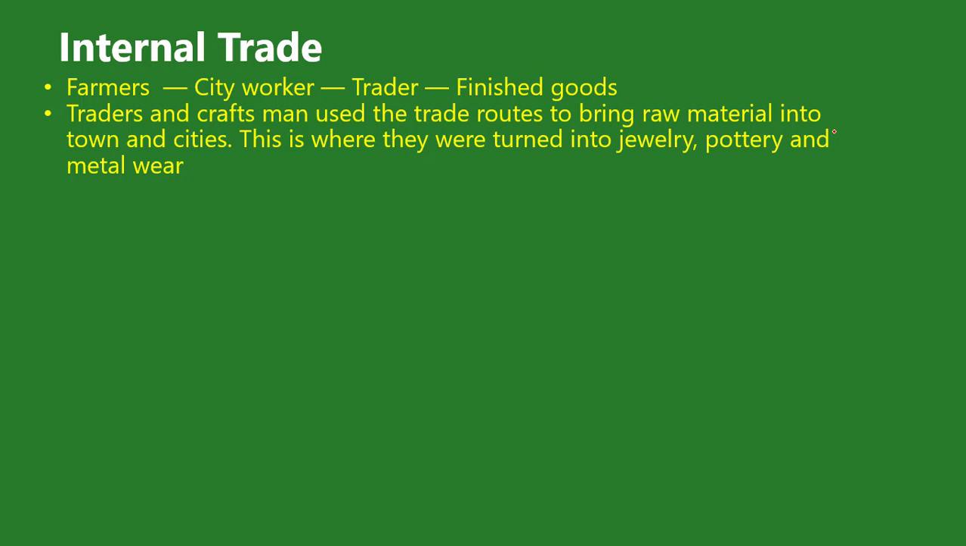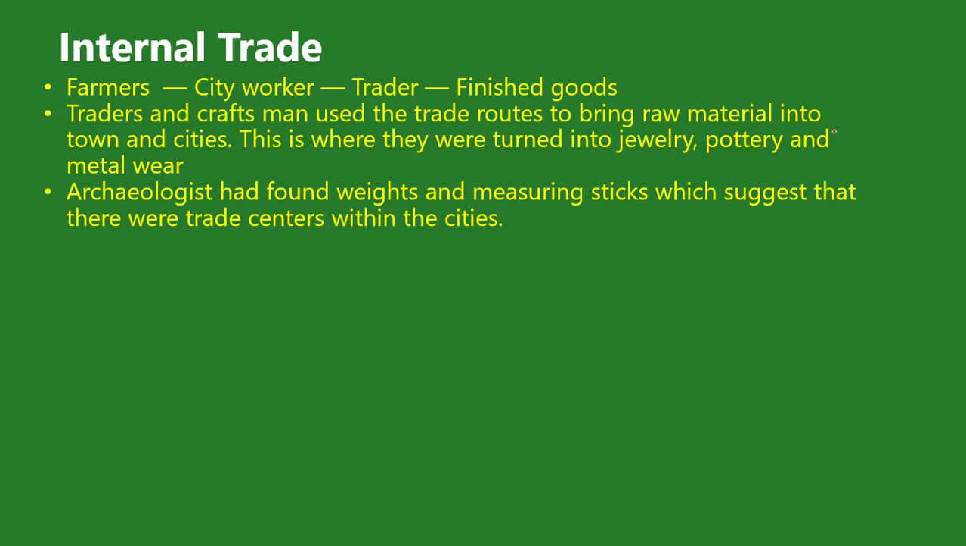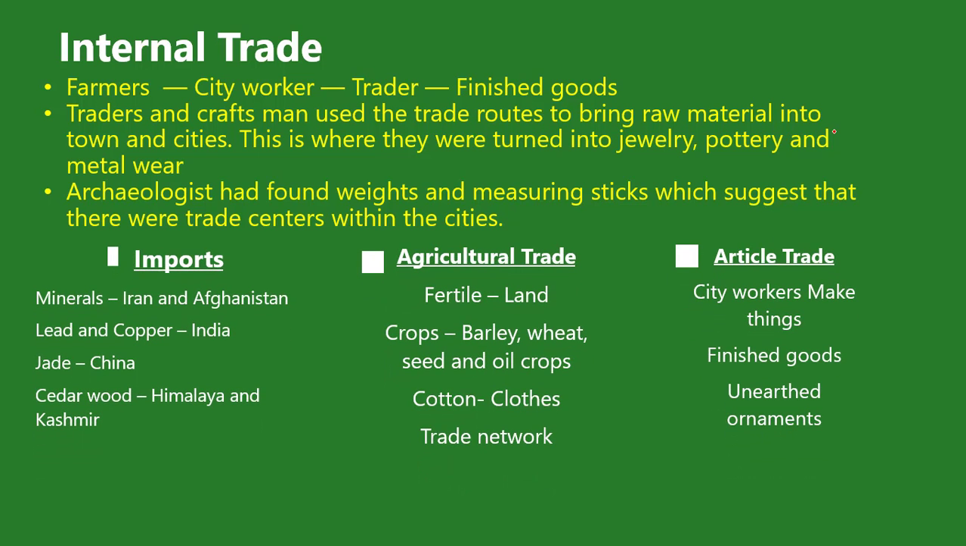Traders and craftsmen used the trade routes to bring raw material into towns and cities. This is where they were turned into jewelry, pots, pottery, and metalware. Archaeologists have found weights and measuring sticks, which suggest that there were trade centers within the cities.